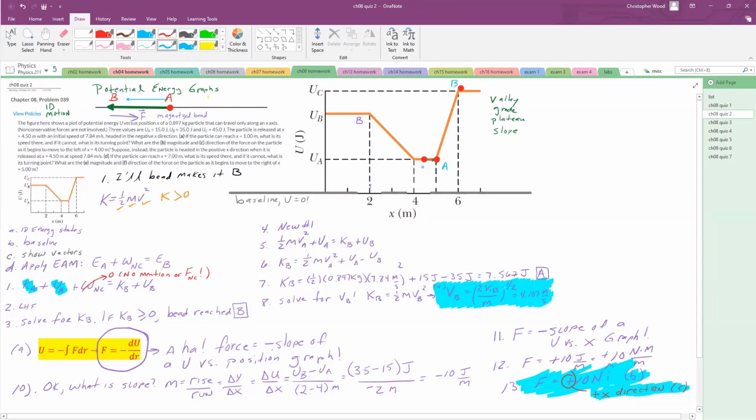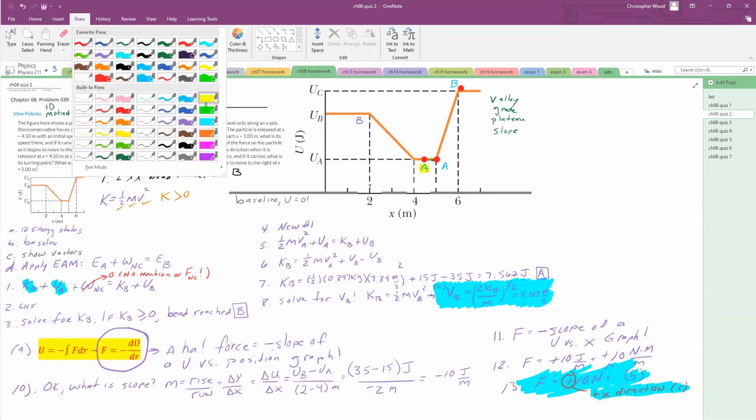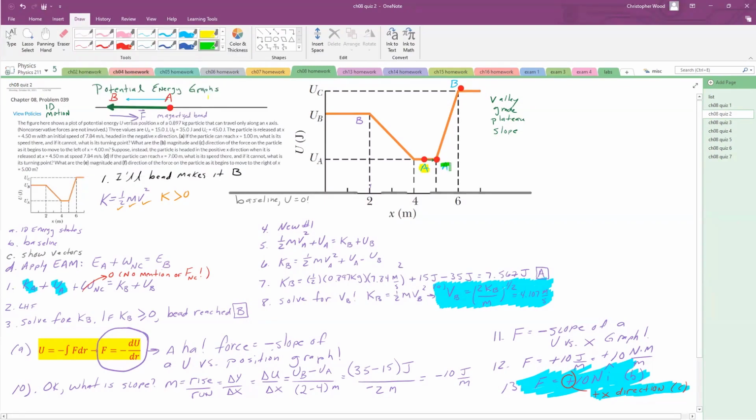And just for the sake of completeness, this state A right here, the yellow highlighted state A, is identical to the green highlighted state A, because there's no change in kinetic energy and there's no change in potential energy. All right, now let's just do the same thing. Let's do everything set up for us. Let's just do energy analysis. Okay, so this is part D.